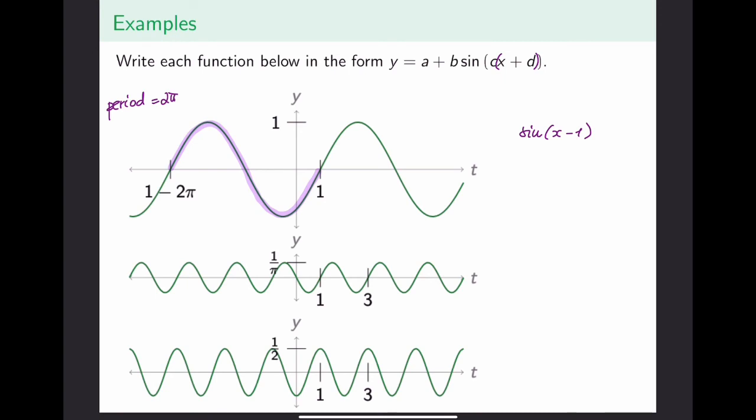So let's see if we can spot the full cycle here. Well, the full cycle goes from 1 to 3 here. So my period between 1 and 3, these are physical numbers. My period is actually equal to 2. There's no pi involved, so I'm going to have to work with that.